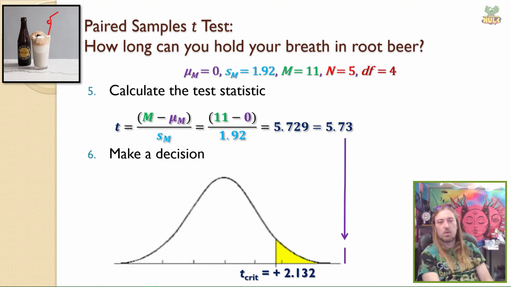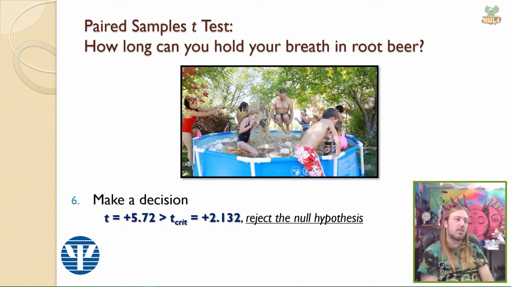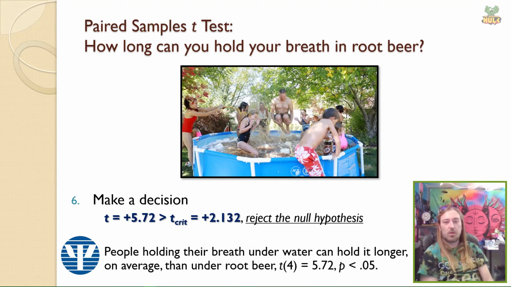So how do we make that decision? Well, statistically speaking, you'd say that 5.73 is greater than 2.132, so we reject the null hypothesis. But while we're statisticians, we are also humans and psychologists, so we don't speak that way. We would say people holding their breath underwater can hold it longer, on average, than under root beer.